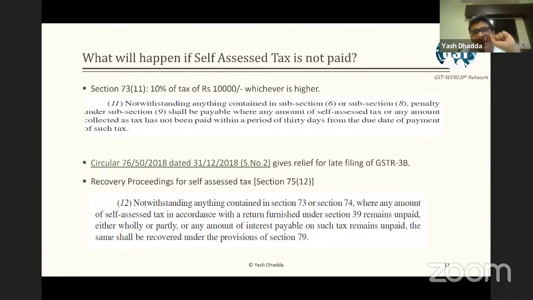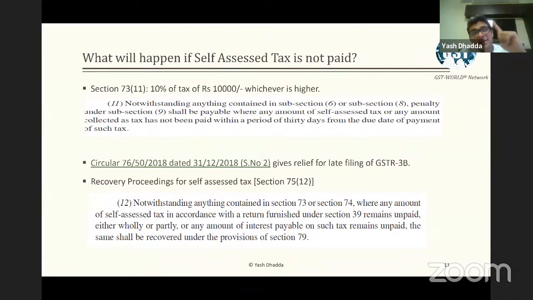But interestingly, that relaxation is worded a little differently. It says that the penalty under 73(11) may not be imposed if the assessee has filed his GSTR 3B, maybe belated, has paid his tax, has also paid the interest, and a notice has not been issued by the proper officer. So if before the notice is issued you have filed the 3B, even 30 days after the due date, then the 73(11) penalty will not be levied.